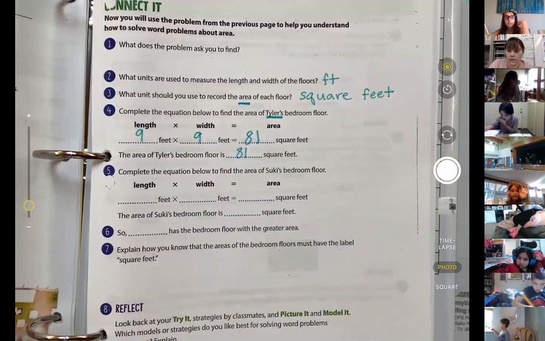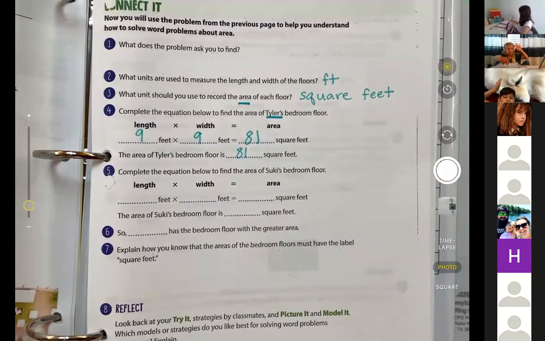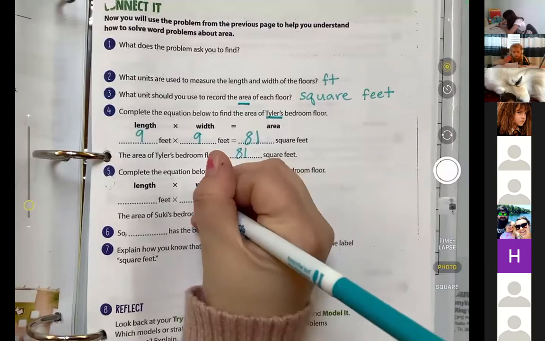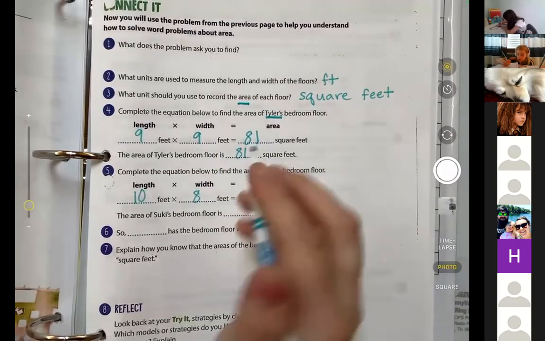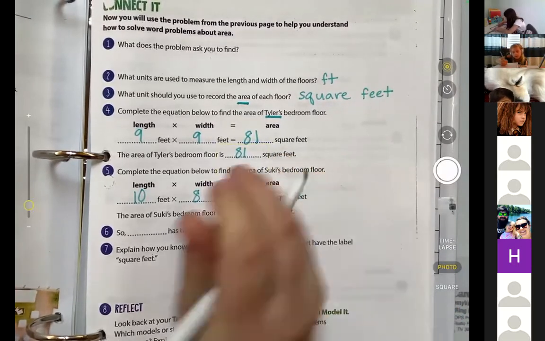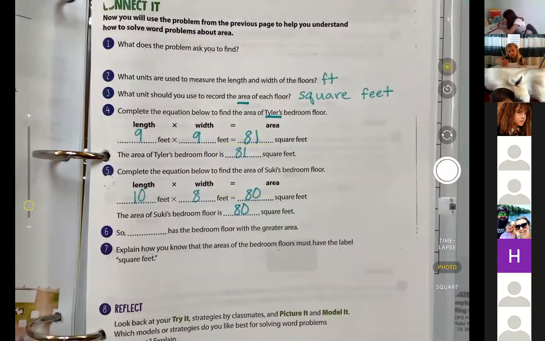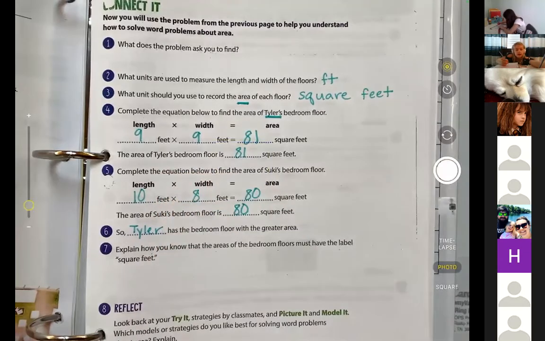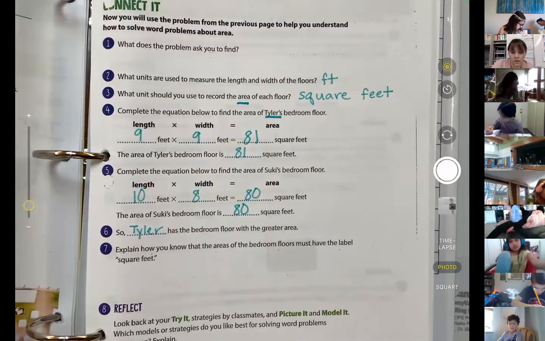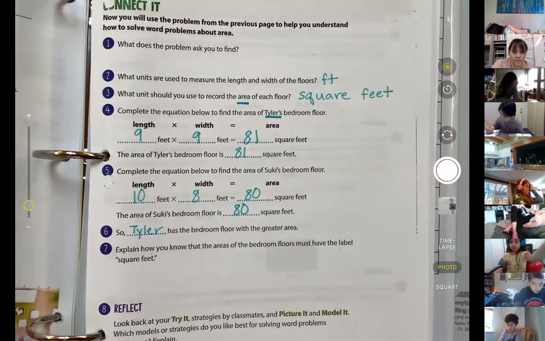What was the length? What was the width? Isaiah, I saw your hand. Isaiah, what was the length? What was the width? 8 foot and 10 foot. So 10 feet and 8 feet. And it's 80. 80 square feet was our answer. And we put that twice. Good. And then we decided that Tyler has the bedroom floor with the greater area. And that's all we're going to fill out on there.